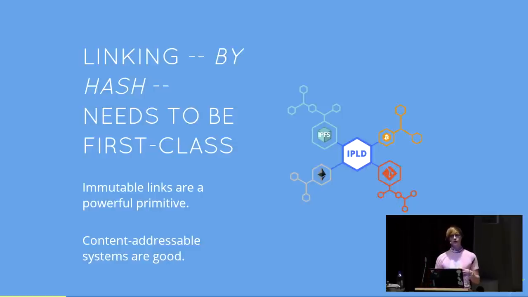This is a design pattern that we can see emerging in all sorts of successful software, like Git, for example. All of these blockchain-y things have hash linking in them now. Immutable links are a powerful primitive, and content-addressable systems are good. I think these are basically self-evident at this point.